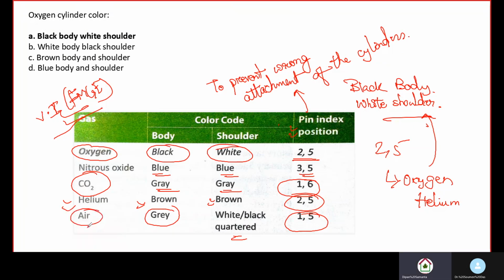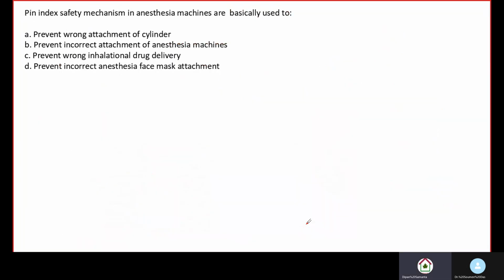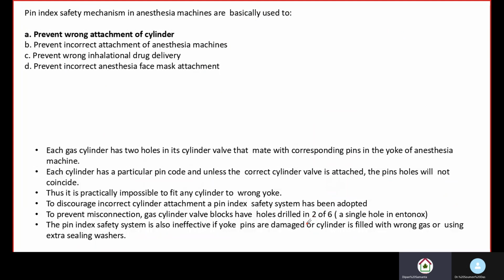Prevent wrong attachment of the cylinders. Okay. Next. So each gas cylinder has 2 holes in its cylinder valve that get attached with corresponding pins in the yoke of the anesthesia machine. So each cylinder has a particular pin code. Unless the correct cylinder valve is attached, the pin holes will not coincide. So it is practically impossible to fit any cylinder to the wrong yoke.